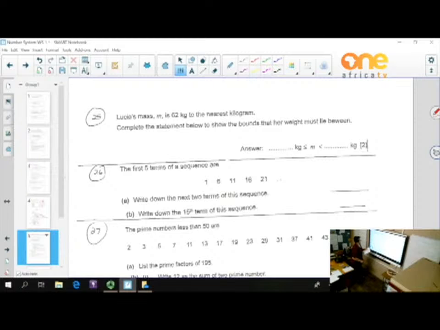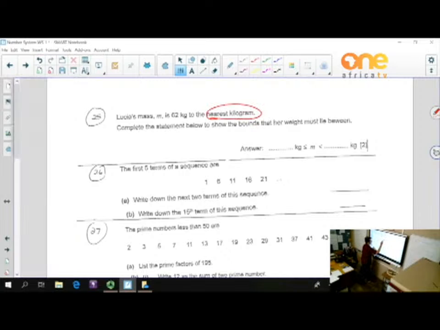Lucia's mass is 60 kilograms to the nearest kilogram. So that means half a kilogram is plus or minus 0.5. Half, that maximum error, half of the unit. Now we have to complete the upper and the lower bound. So you add it and you subtract it. 61.5 and 62.5, the lower and the upper bound.